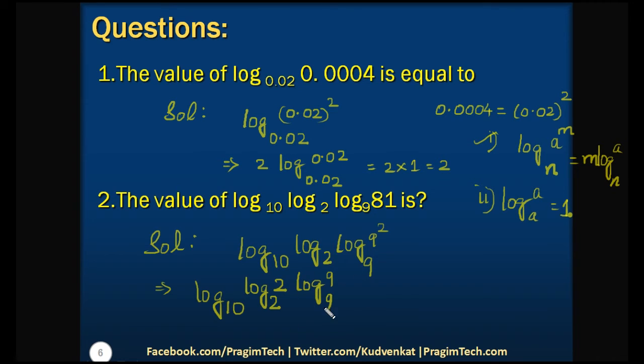But as we know, this value is 1 from this property, so it will be logarithm of log 2 with the base 10, and log 2 with the base 2 is also equal to 1. So I can write it as 1, which is nothing but logarithm of 1 to the base 10. But we know that the logarithm of 1 is always 0, right? So the answer is 0, right?